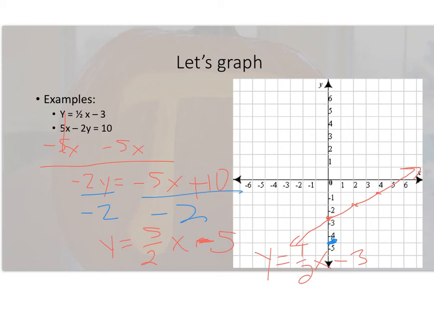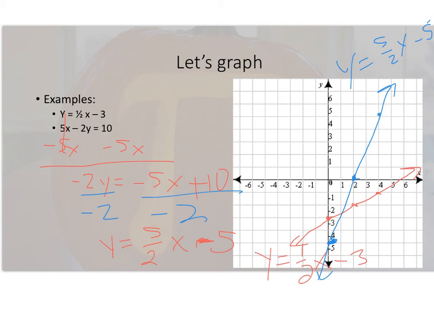And that will be our line. But the key is there, you have to get it in slope-intercept form first. So rise 5, run 2 would be here. Rise 5, run 2 would be there. And that is beautiful to connect. And there we go. That is y is equal to 5 over 2 x minus 5.